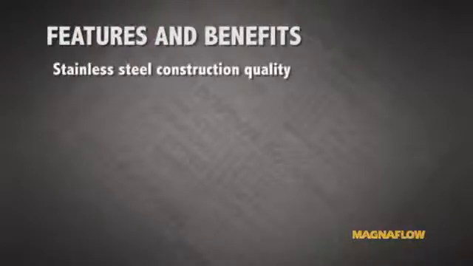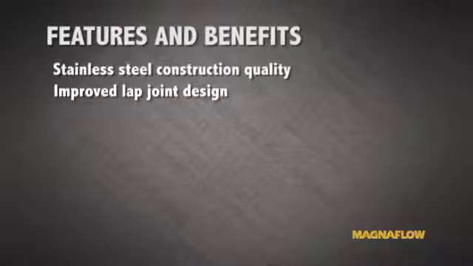The first of those features is stainless steel construction. The stainless steel is not only in the body, but also in the inlets and outlets. The second feature is going to be the lap joints. The lap joints connecting the body to the inlets and outlets has actually got a 1/4 inch of material before the welding is actually conducted.